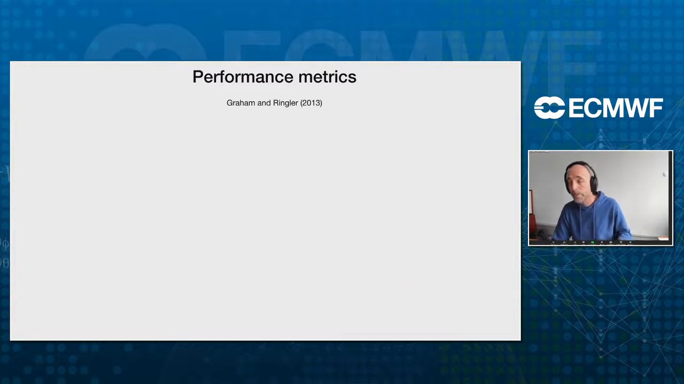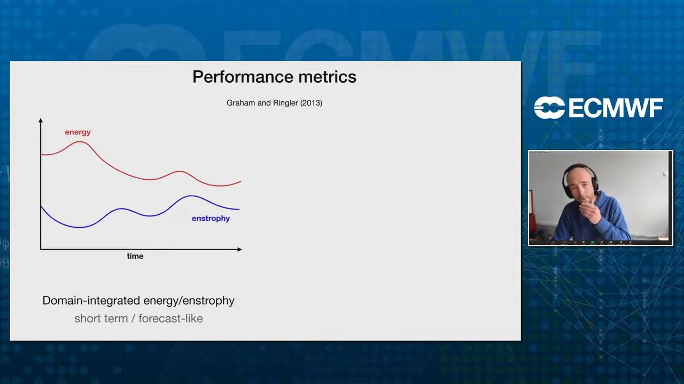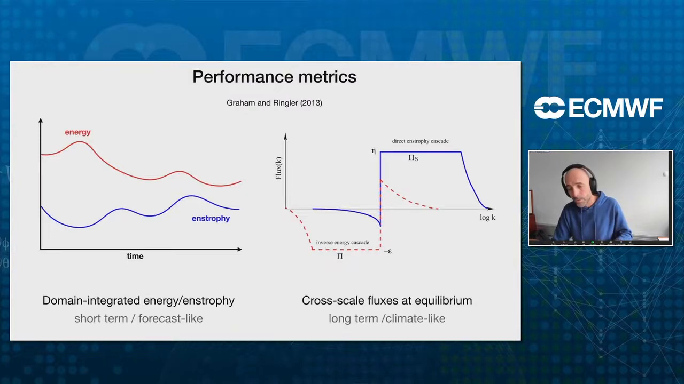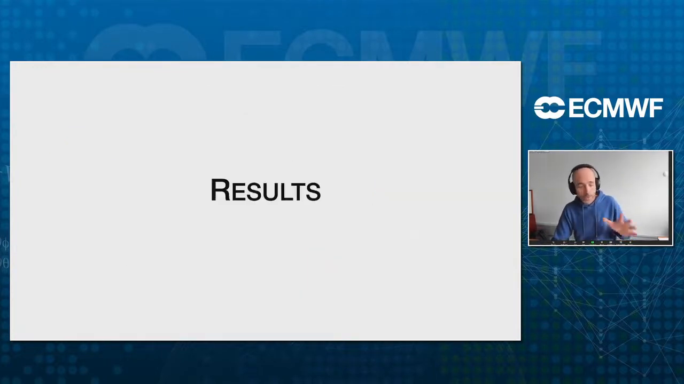In terms of the performance metrics, as I said, we're in a really good situation here because we have benchmarks, and those benchmarks for the ocean modeling literature were set by Graham and Ringler about 10 years ago. We'll be using metrics that deal with the evolution of the domain integrated energy and entropy, and also the cross-scale fluxes at equilibrium for both entropy and energy. So here we are all set for getting into the results.